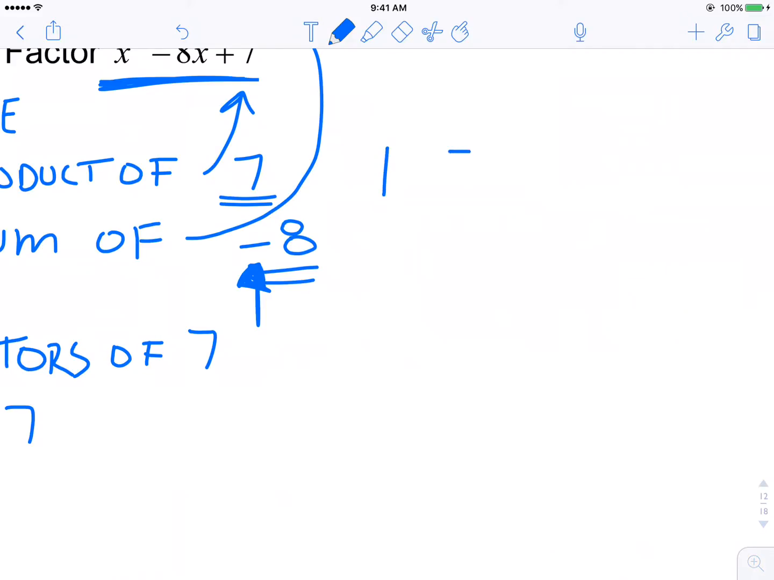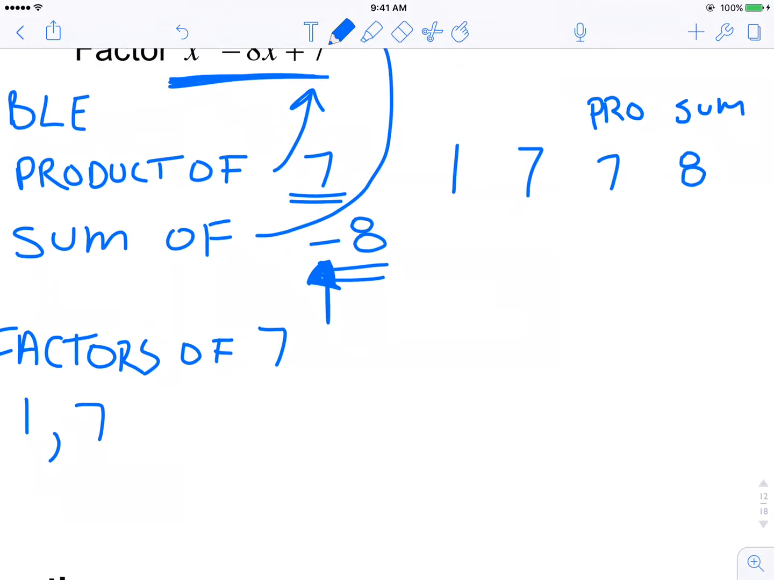Well, if I have 1 and 7, my product would be 7. My sum would be 8. That doesn't help us because we need negative 8, does it? So I have negative 1 and positive 7. My product is going to be negative 7. Negative 1 times 7 is negative 7. My sum is actually going to be 6. Well, that doesn't help us either because we need a sum of negative 8.